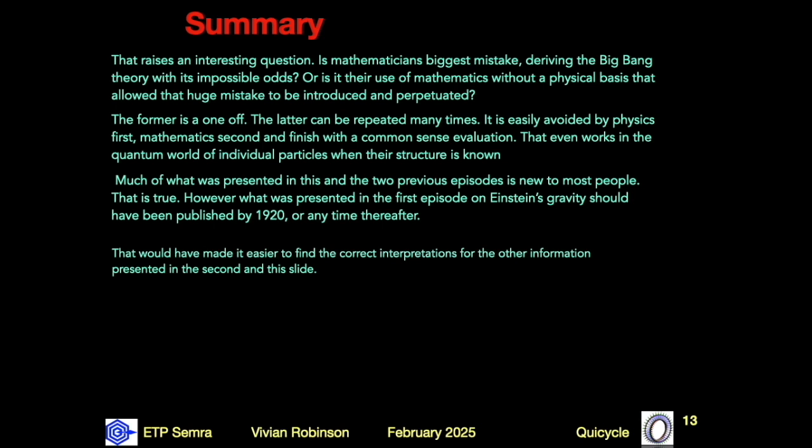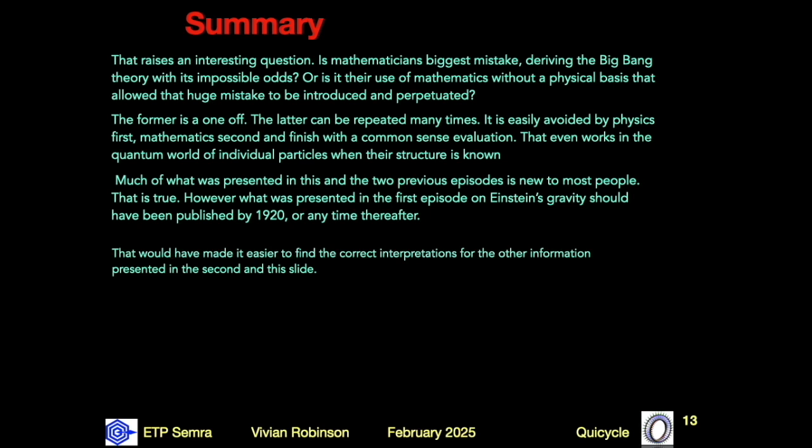That raises an interesting question. Is the mathematician's biggest mistake deriving the Big Bang Theory with its impossible odds? Or is it the use of mathematics without a physical basis that allowed that huge mistake to be introduced and perpetuated? The former is a one-off. The latter can be repeated many times. It is easily avoided by physics first, mathematics second, and finish off with a common sense evaluation.